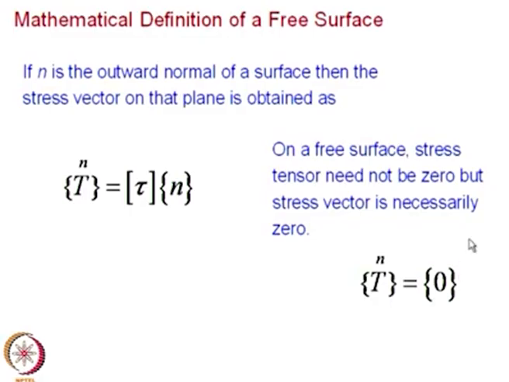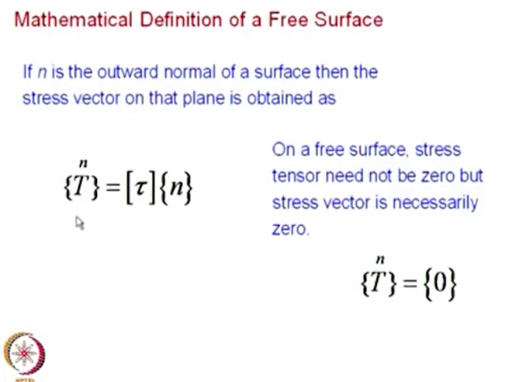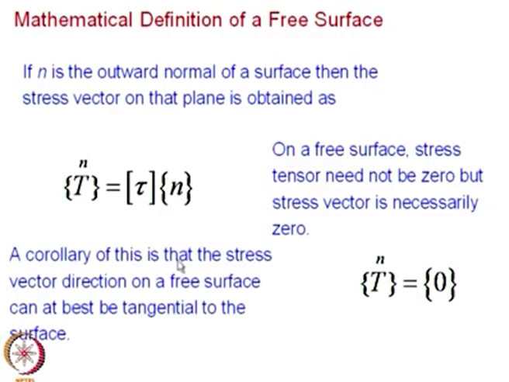We will see this by an example. If I have to find out the stress vector on any specified plane, I can go to Cauchy's formula. Then I make a statement that on a free surface, the stress vector is necessarily 0. So, it is defined like this. And what is the corollary of this? The corollary is that the stress vector direction on a free surface can at best be tangential to the surface.